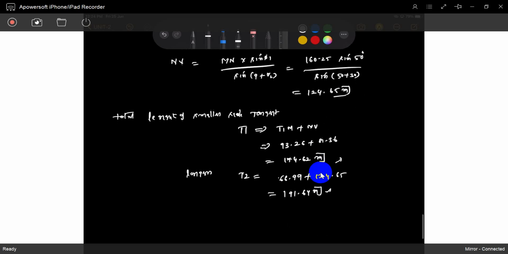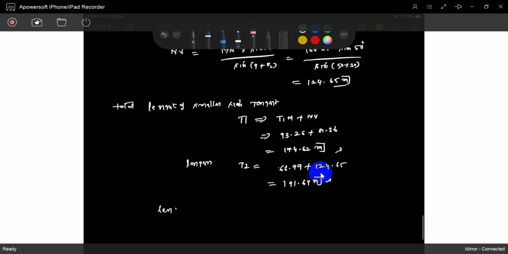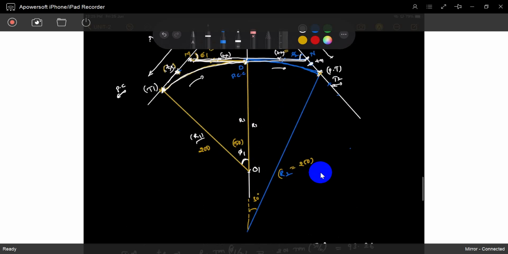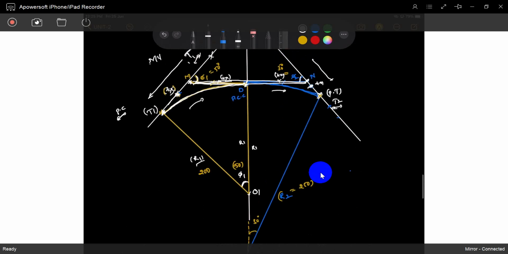Also find out the length of the arc for the smaller circle, the smaller curve. So what is the length for L1? What is that length?